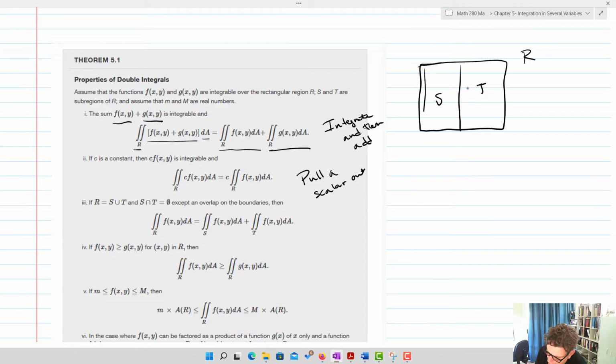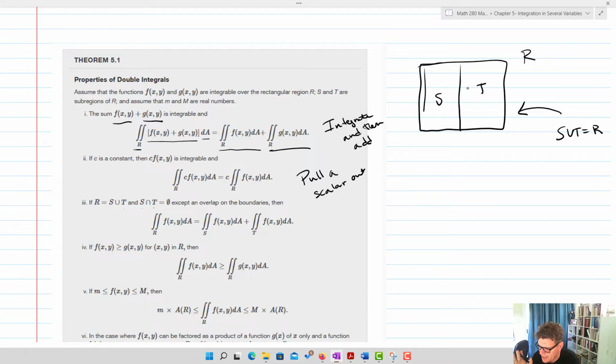Now, suppose that R is equal to S union T. That's what's happening right here in this sequence. S union T equals R, that is, S and T put together gives us all of R. There's nothing left over. They're the full area. And S intersect T is equal to the empty set.